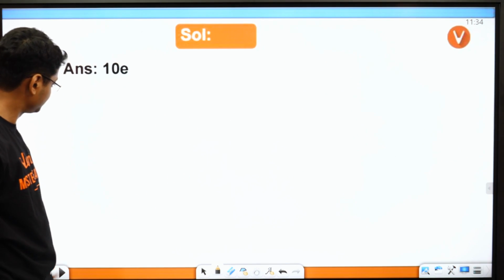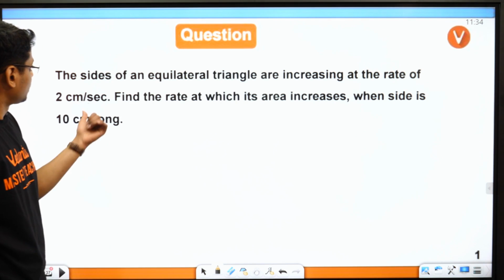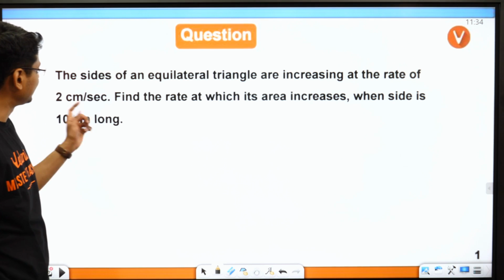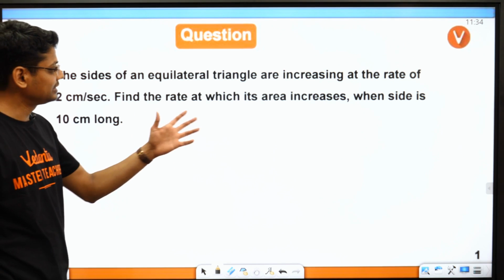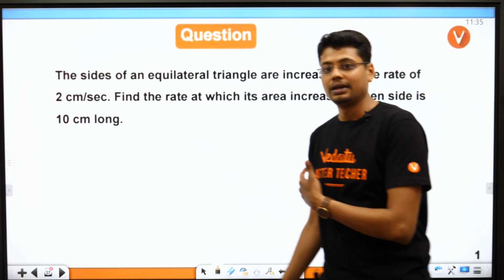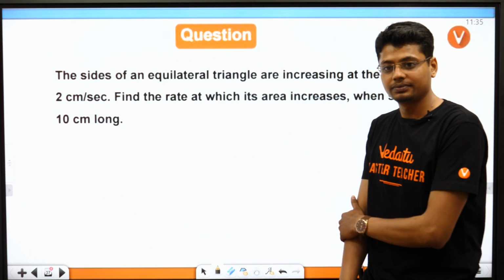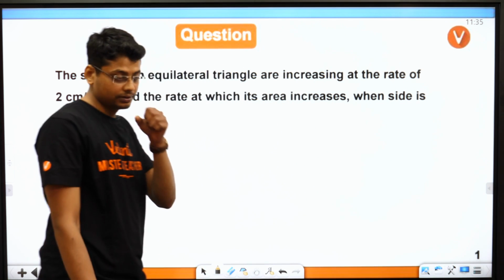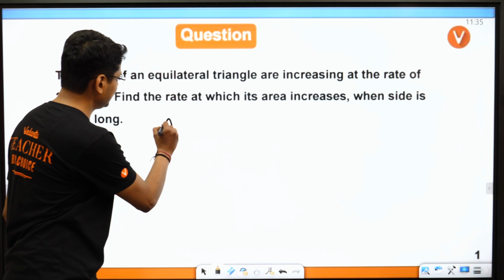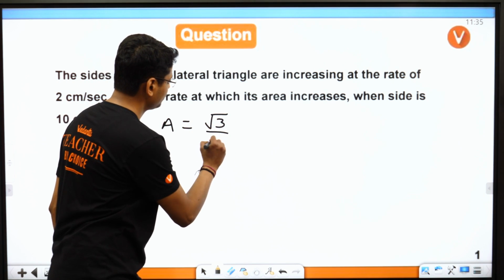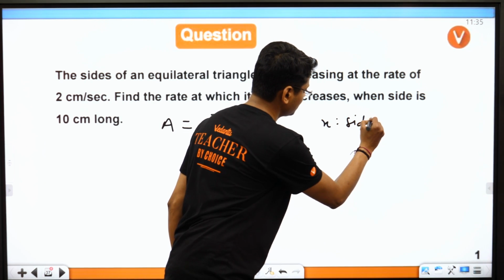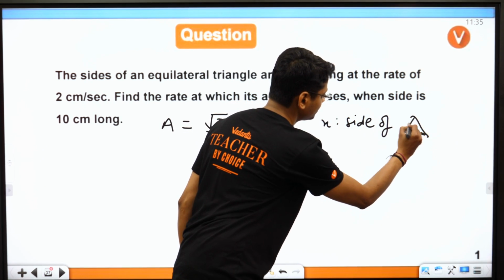Alright, let's move ahead. Now the sides of an equilateral triangle are increasing at the rate of 2 centimeter per second. Find the rate at which its area increases when the side is 10 centimeter long. Again, it is a simple question. How do we do it? Basically, area is root 3 by 4 x square, where x is the side of the equilateral triangle.